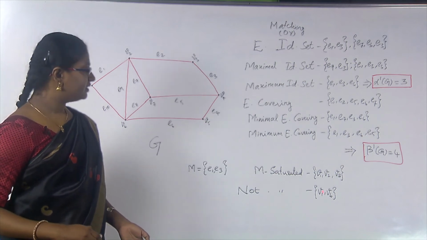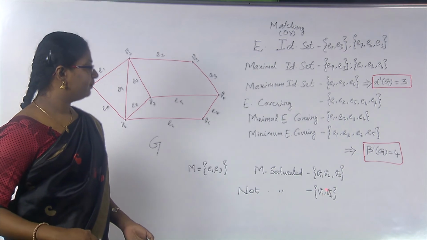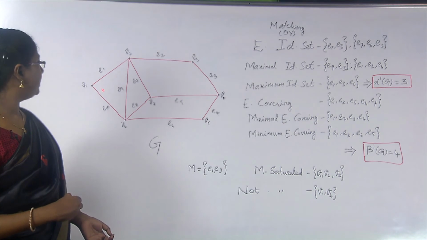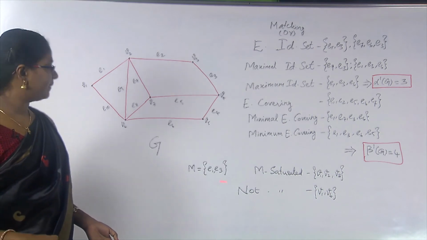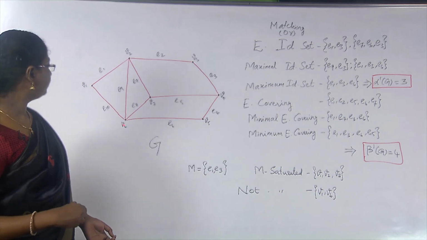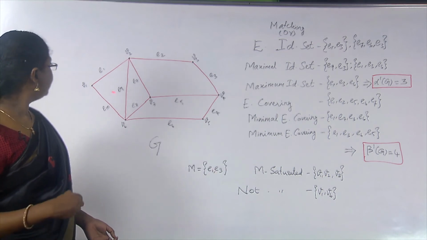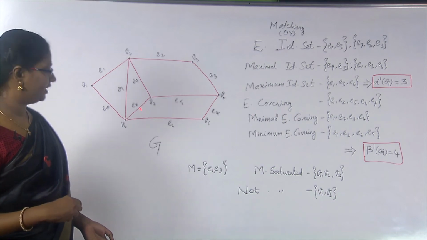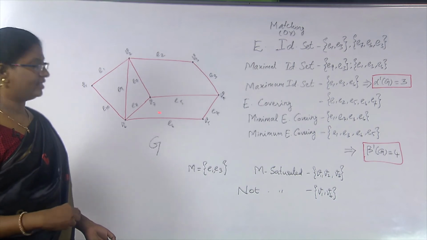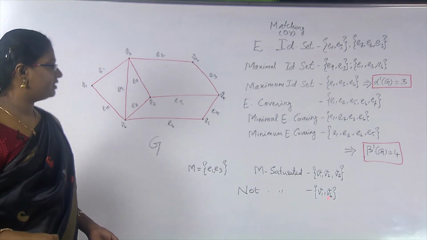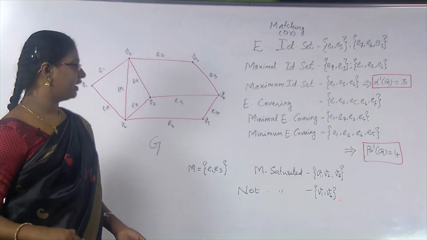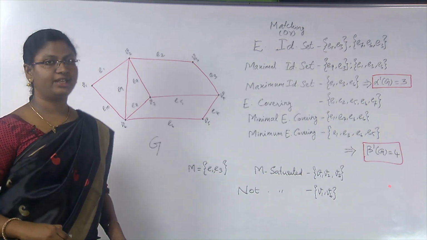So, consider this set V1 and V6. Look at this vertex V1. E1 is incident on V1, which means the vertex V1 is M-saturated. Now consider the vertex V6. E1 is not incident on V6, and E3 is also not incident on V6, which means the vertex V6 is not M-saturated. That tells me the set containing V1 and V6 is also not M-saturated.